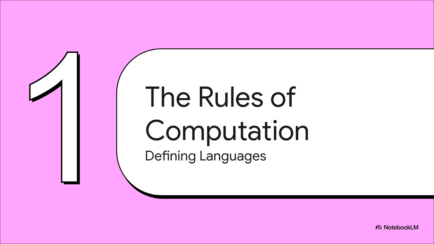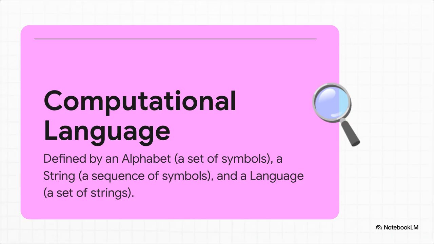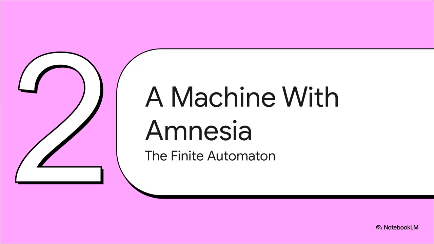Let's get our basic terms straight. It all boils down to three really simple ideas. First, you've got an alphabet. That's just a set of symbols, like, say, the letters A and B. Next, you take those symbols and make a string, which is just a sequence of them, something like A, B. And finally, a language is just a collection of strings that we decide we care about. For example, our language could be all the strings that happen to end with the letter A. Simple, right?